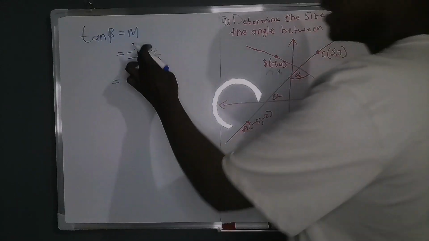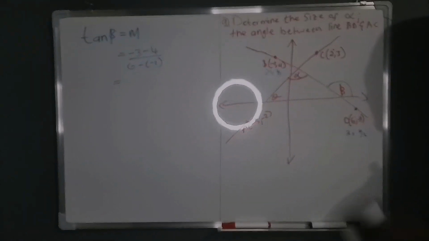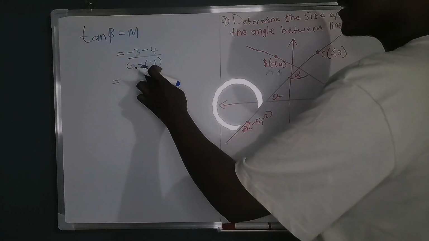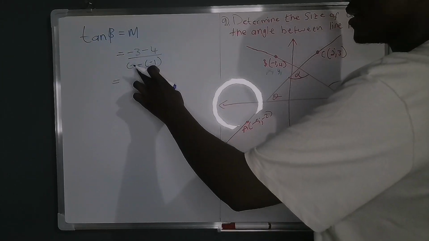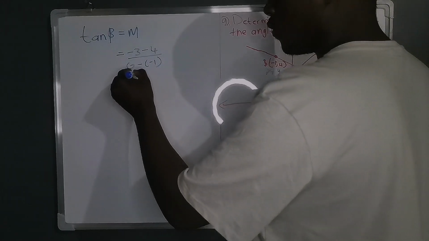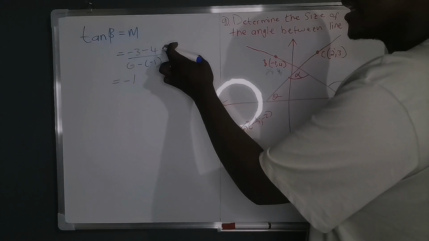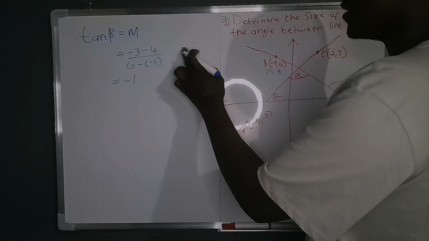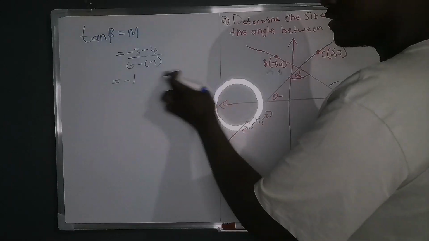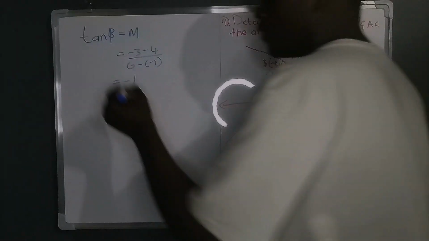This is equal to -3 minus 4, which is -7, divided by 6 minus -1. 6 plus 1 is 7. So that means the answer is -1, because -3 minus 4 is -7, and negative times negative is positive, so 6 plus 1 is 7. Then -7 divided by 7 is -1. Then we have our tan beta.